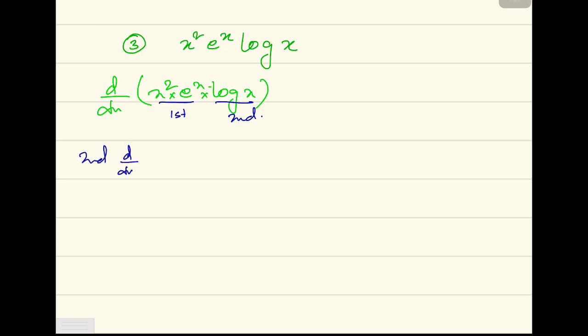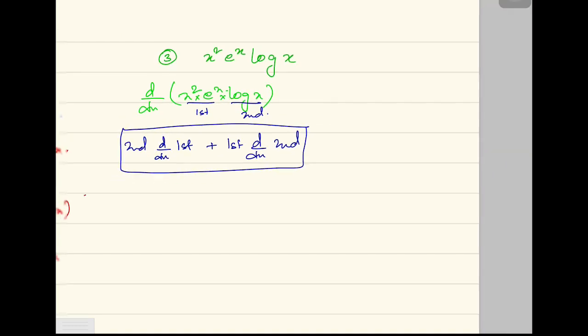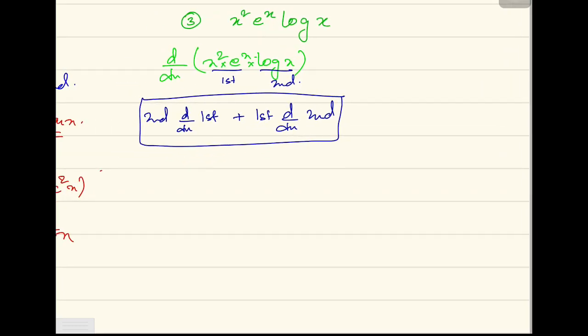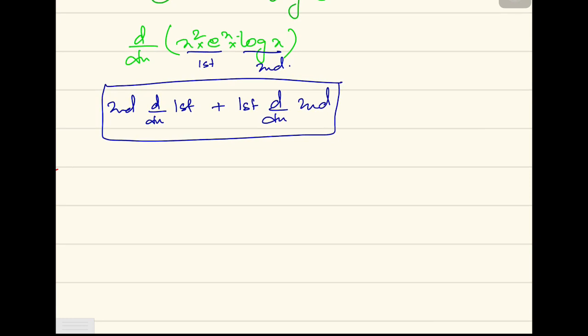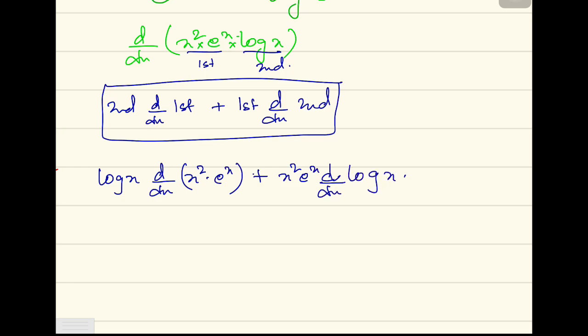Second into d/dx of first plus first into d/dx of second. Isn't that the product rule. You may not write this, I'm just showing you this for you to understand. Okay, so let's put the values in place. That will give me log x and d/dx of what was the first one, x square e^x, and first is x square e^x, and I have d/dx of second, means d/dx of log x. Correct everyone? Check this out.